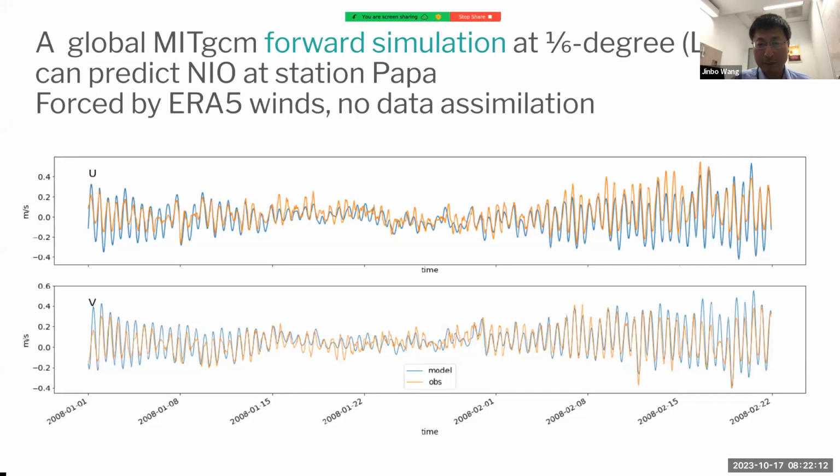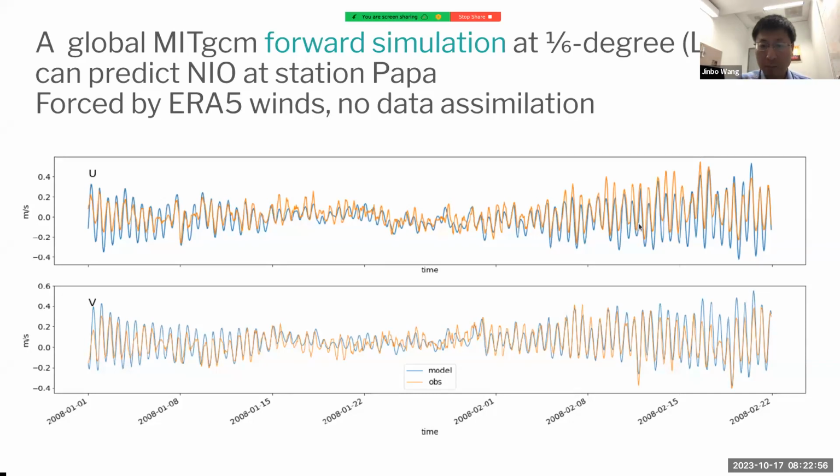We also did another case, a completely independent analysis method for the station papa. This is work done by Han. Basically, we use a forward simulation forced by ERA5 winds on a forced LSC for 540, 16-degree MRTGSM. There's no data simulation, just forward simulation. But if we use the real wind, we can reproduce the NIO signal pretty well in these two panels. One is U, another is V. The model is the blue, and the observations from station papa is orange.